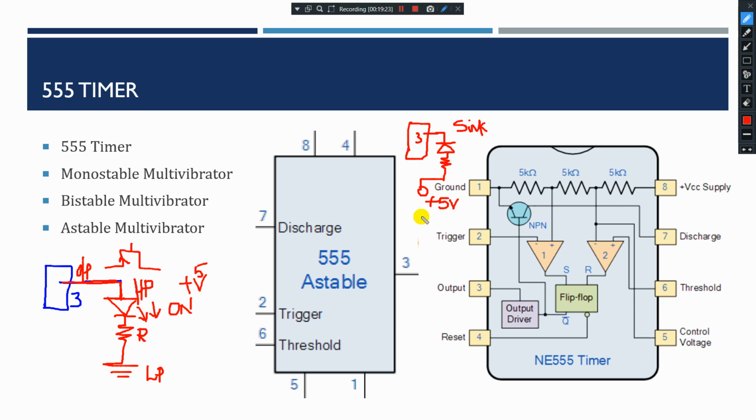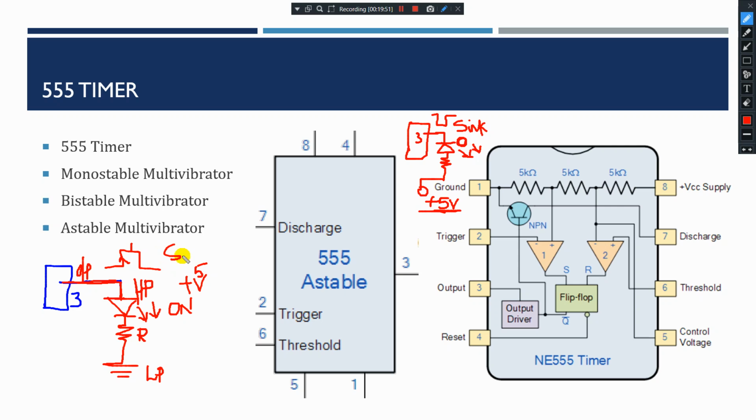Now what happens? The voltage I have already given is 5 volts, but until your output becomes low, your LED will not be on. So when pin number 3 becomes 0, your LED will be in on condition. When pin number 3 is equal to 1, the LED will be in off condition. So that is the difference between source and sink.